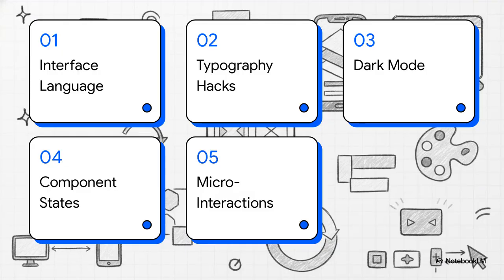right place. We've broken this explainer down into 5 main areas: the language of interfaces, pro typography hacks, perfecting dark mode, advanced component states, and finally, the power of micro-interactions. Let's get right into it.